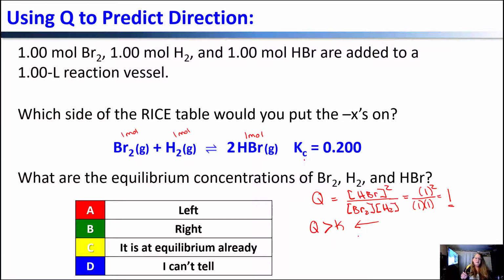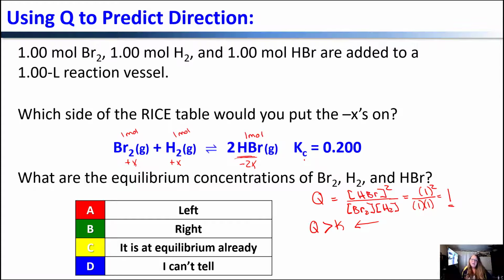So if my reaction is going to the left rather than to the right, where am I going to put my minus X? On the right. So whichever direction your equation is going, the side the arrow is pointing away from, that's the side that's decreasing. So in this case, my HBr would be decreasing. So I'm going to have a minus 2x here, and this would become a plus x because that's the direction it's going.